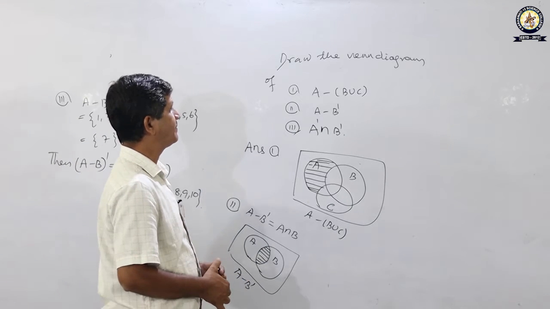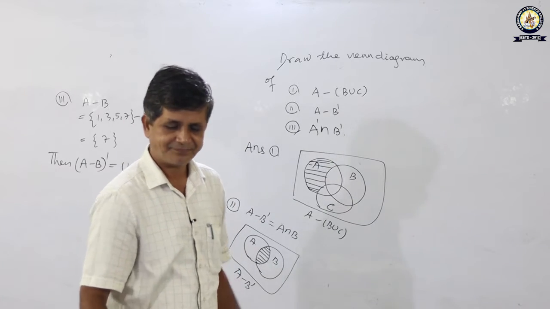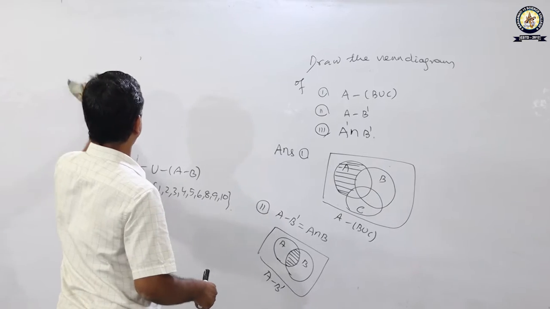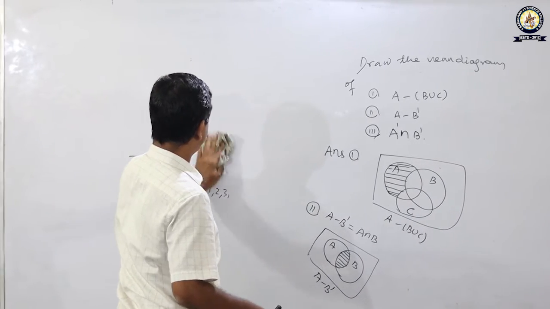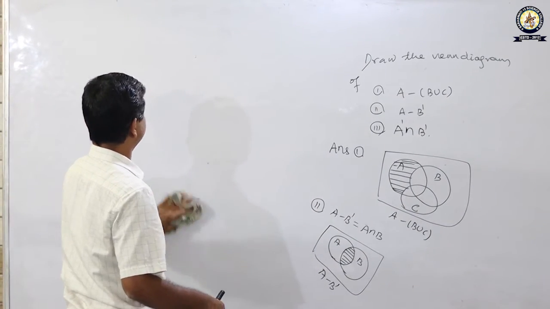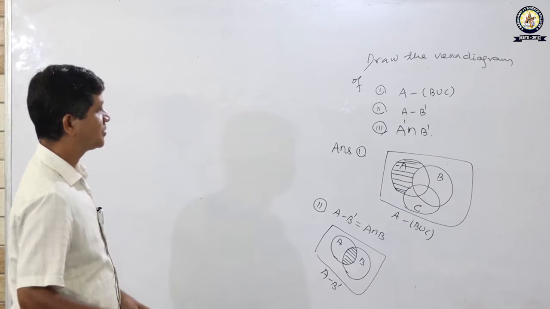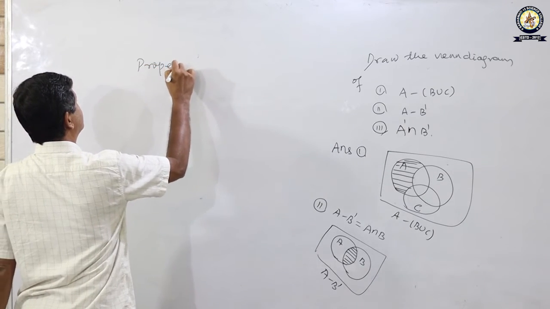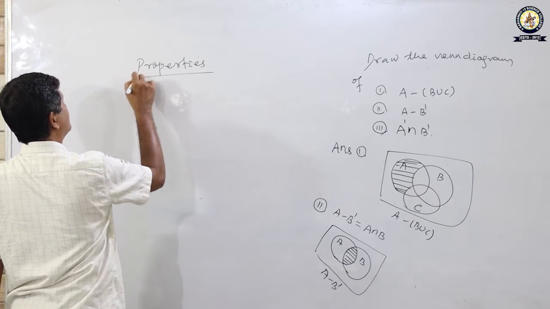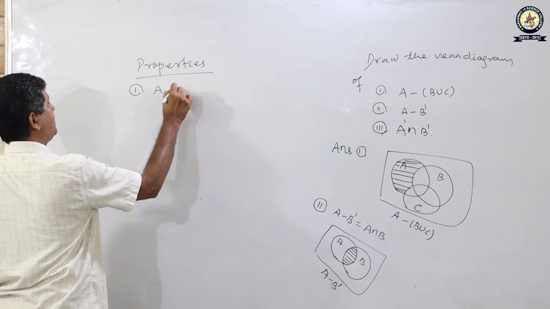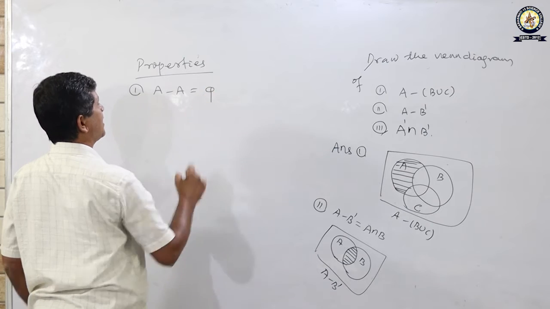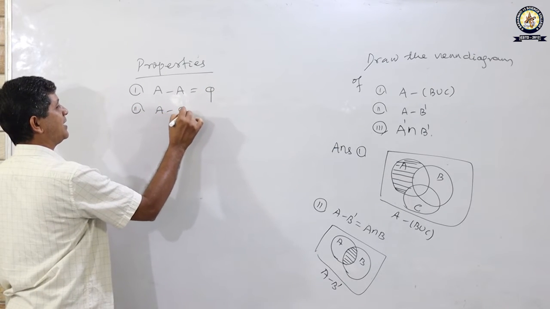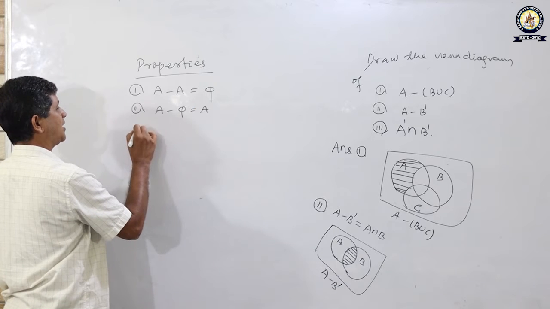You can draw the third bit's Venn diagram also, similarly. Now come to some properties of difference. First, what about A difference A? It is phi. Second, what about A difference phi? This is A.